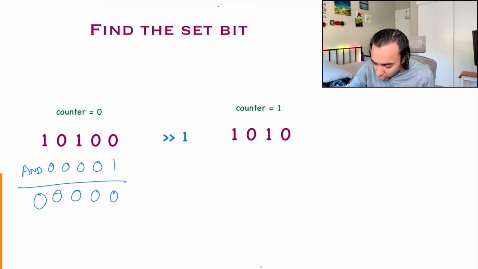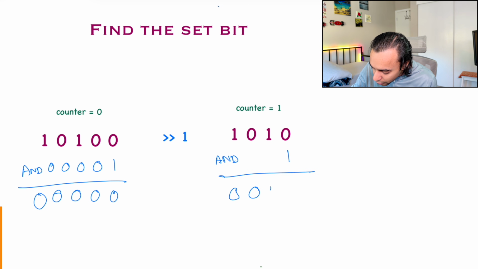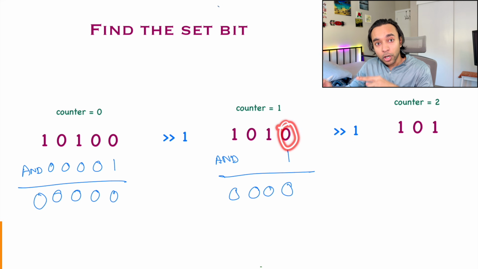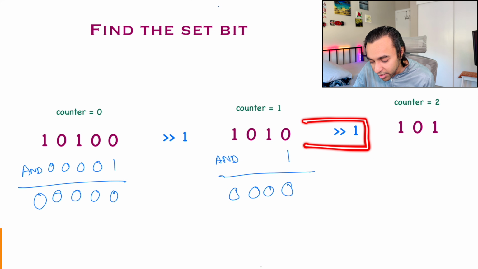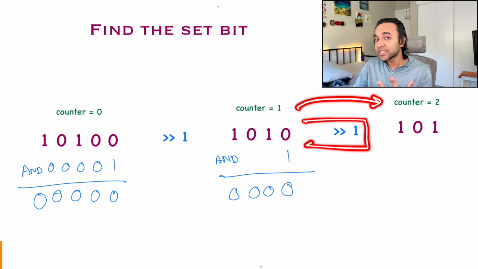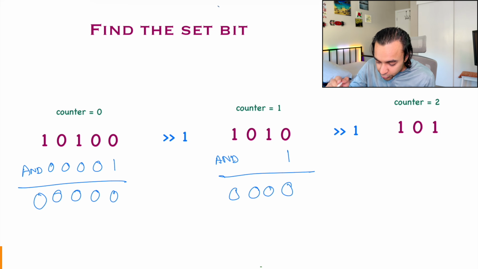And once again, what do I do? I need to check, is my last bit set? So once again, I do a logical AND with 1. As soon as I do it, I get a 0 again. It means this bit is also unset. So now I again try to right shift by 1. And I will increment my counter by 1. This time the counter is 2. So now what happens if I do a logical AND with 1? I will get a 1 over here.